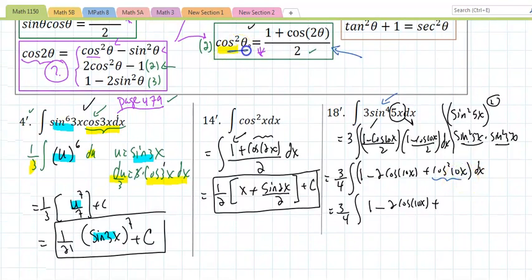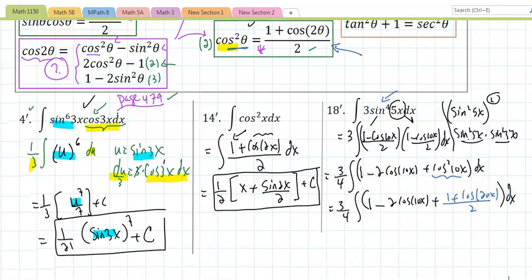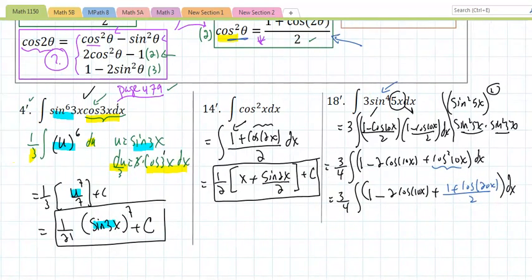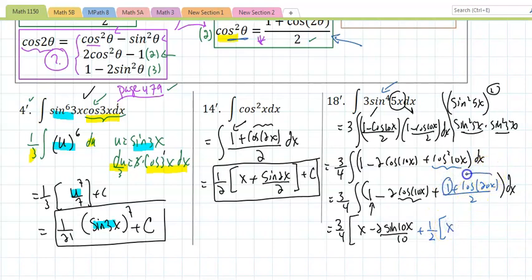This angle would be 1 plus the cosine of double that angle. Double 10x is 20x, divided by 2. I know students don't like this, but there's no way around it. There are very few problems in this class in which there's only one way of doing them, and this is one of them. That's 3/4 times, and let's see how this works. This is simply x. This is the sine of 10x divided by 10. I'm going to take a 1/2 out of this. That's going to be an x, and that's going to be the sine of 20x divided by 20. And I'm going to call it plus c and call it a day. And that's pretty much it.